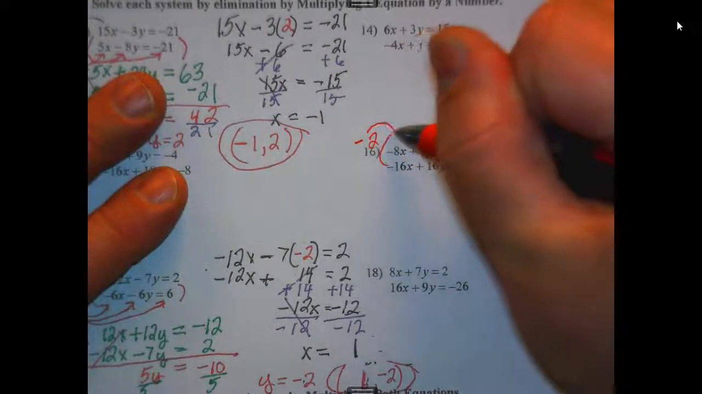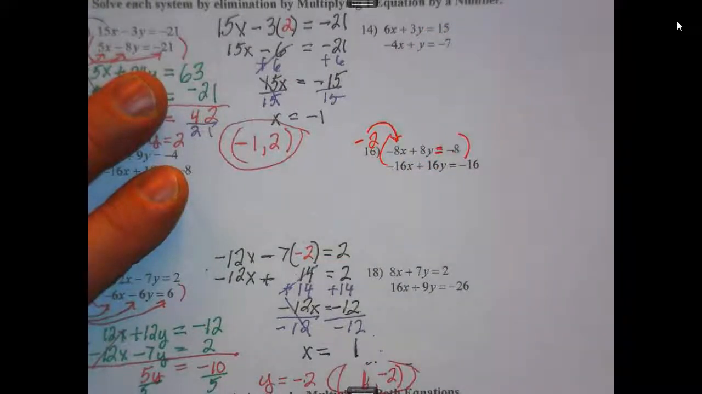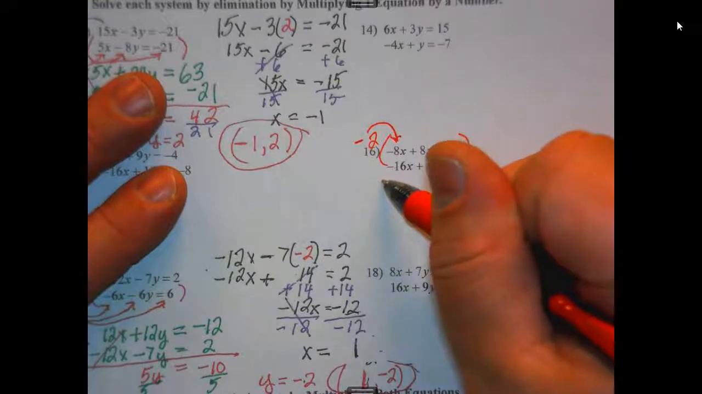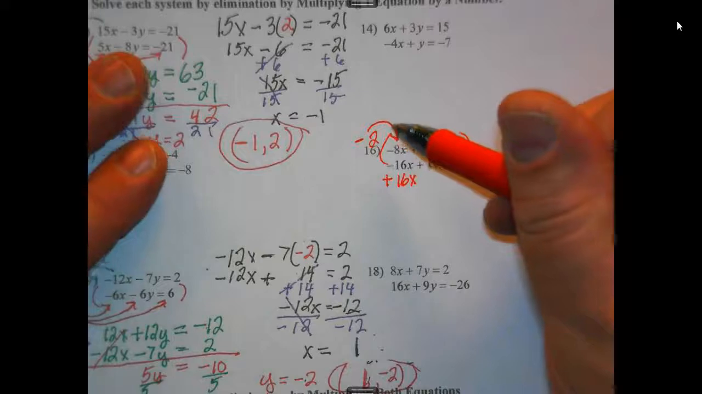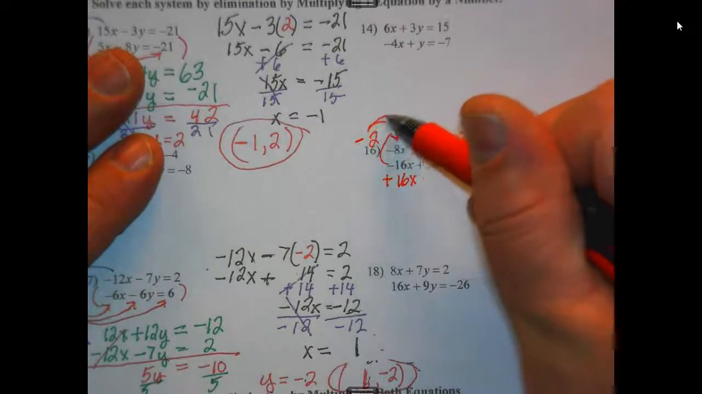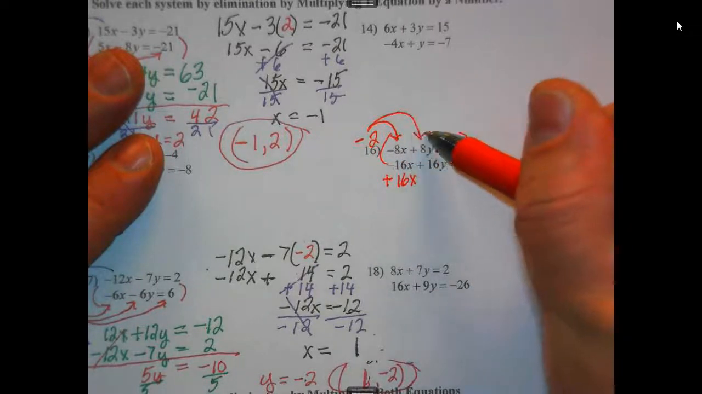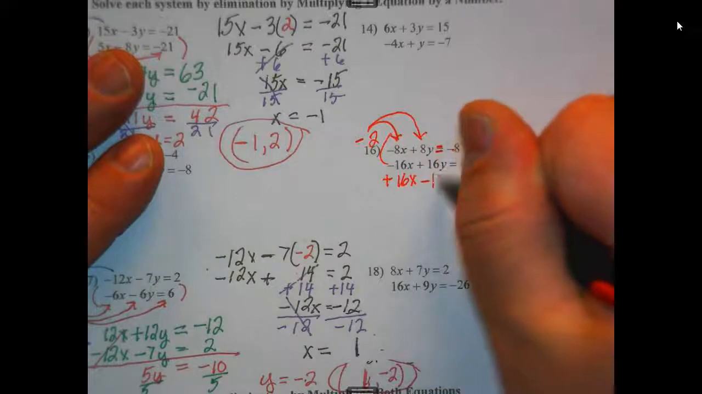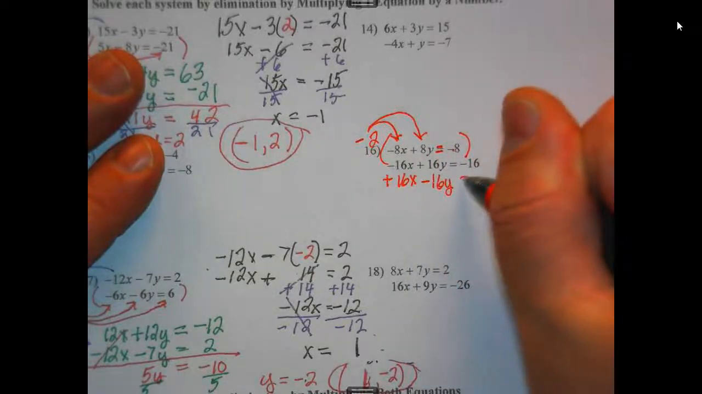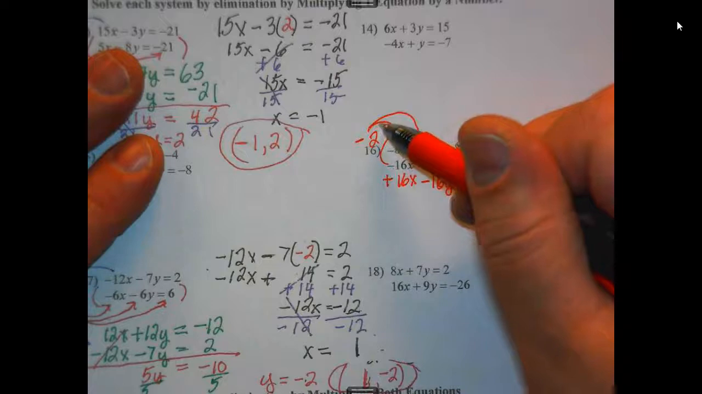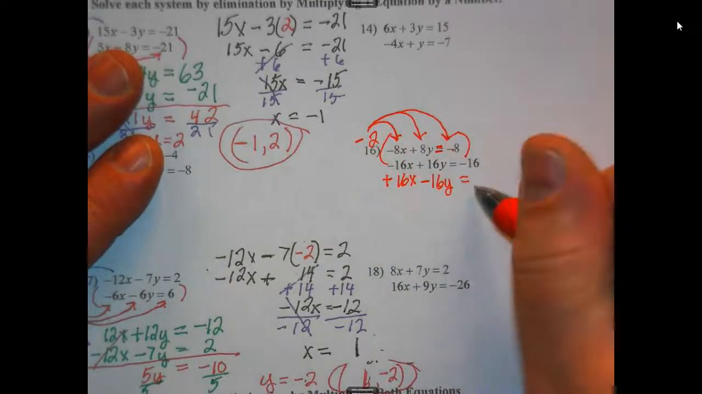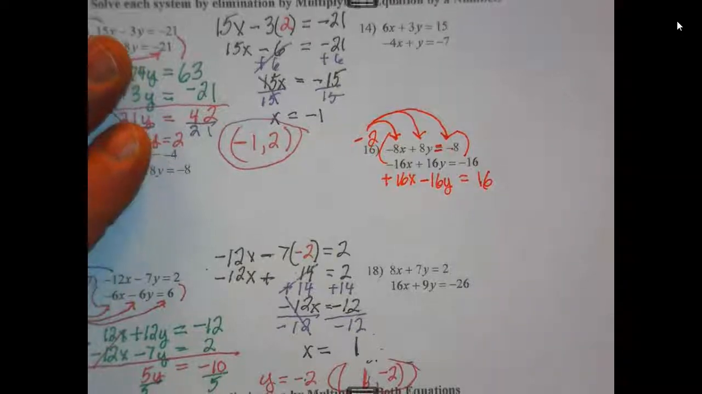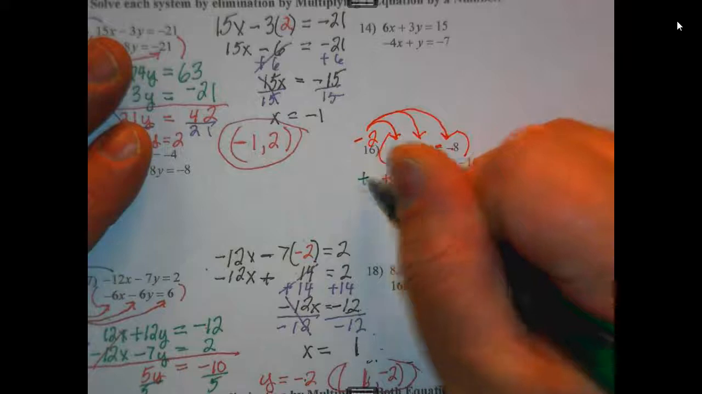Okay, negative 2 times negative 8x, positive 16x, negative 2 times negative 8, negative 16y, negative 2 times negative 8, positive 16. Add these two equations together.